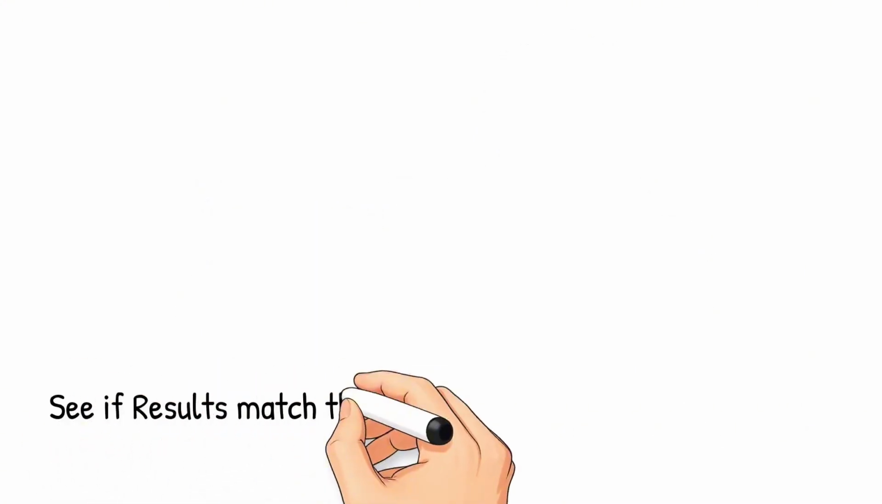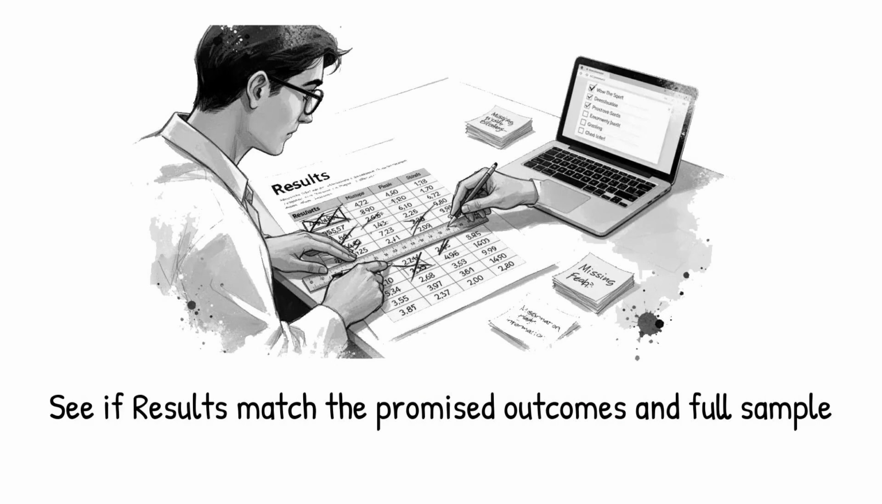Also check whether the results reports outcomes for the full original sample or only for those who completed the study. And notice the order in which results are presented. Authors typically lead with their strongest finding. A result buried mid-paragraph, described briefly, may simply be less central to the story the authors chose to tell.